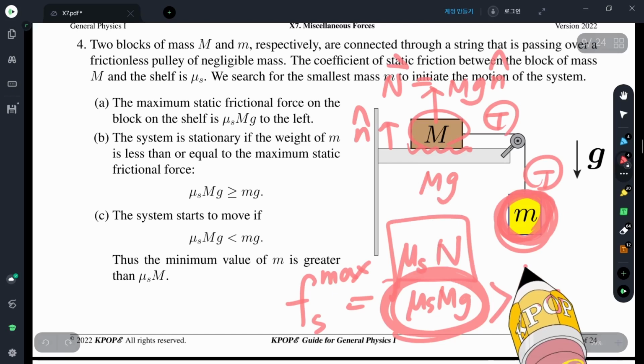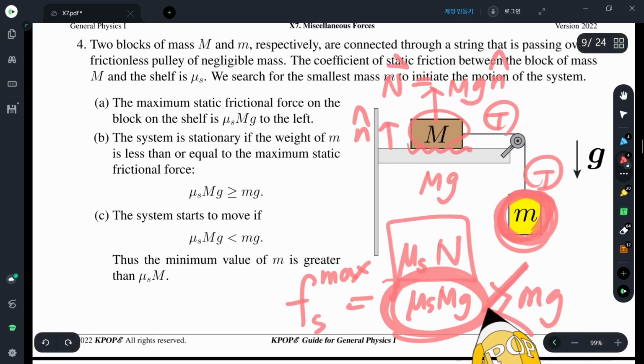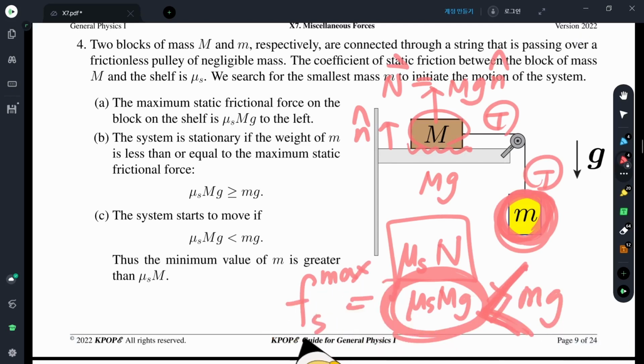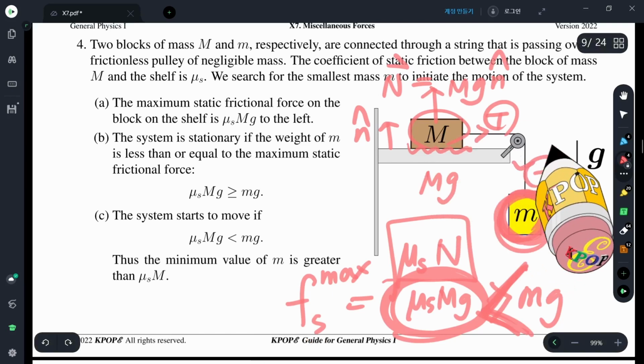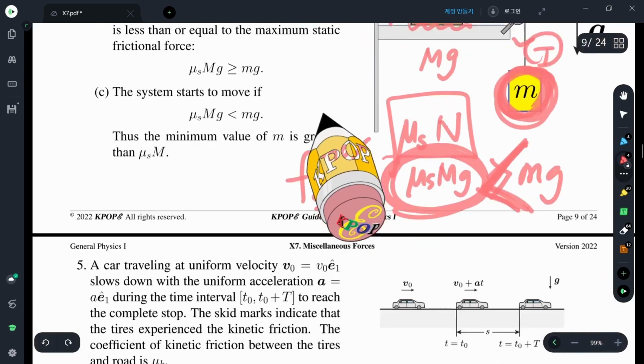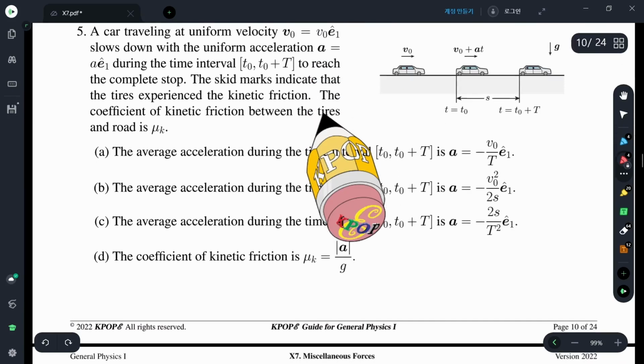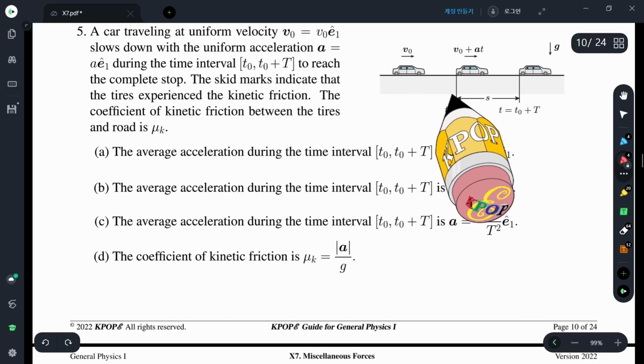However, as soon as this small mg is bigger than the maximum value of the static friction, the system starts to move. This is a uniform acceleration.